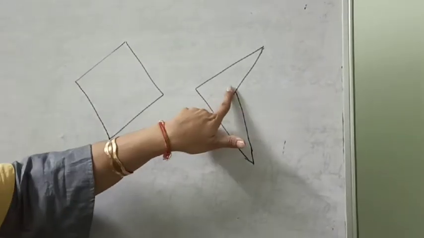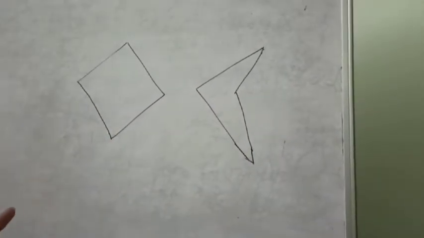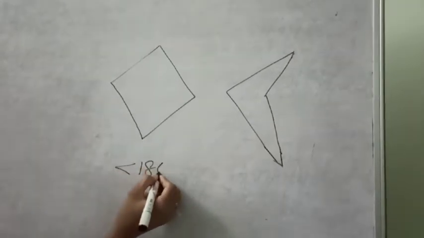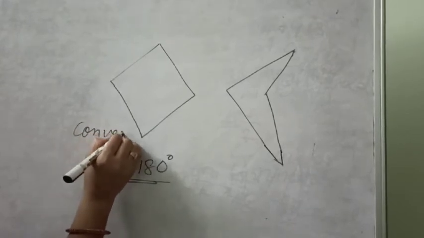The second point was, if any one of the angles is reflex. What do we mean by reflex? That it should be more than 180 degrees. If any one of the angles is more than 180 degrees, then it becomes concave. Or we can say that if all the angles are less than 180 degrees, then that will be considered as convex.